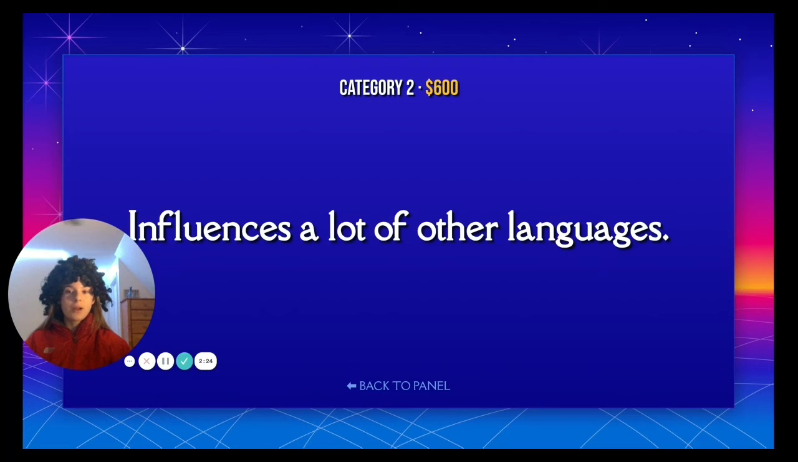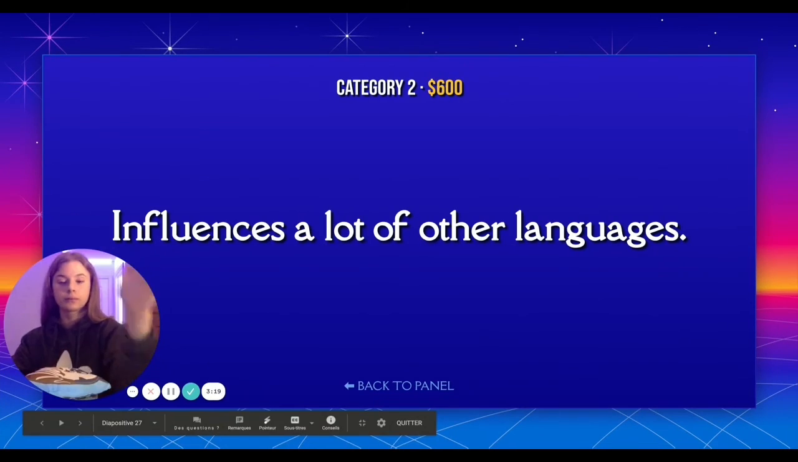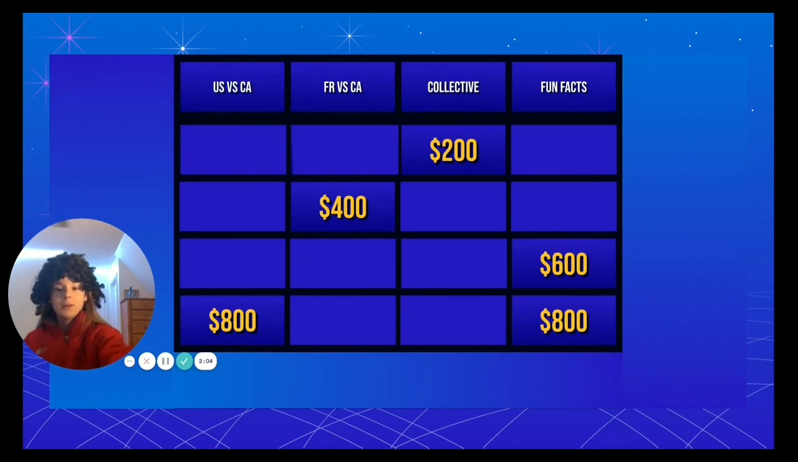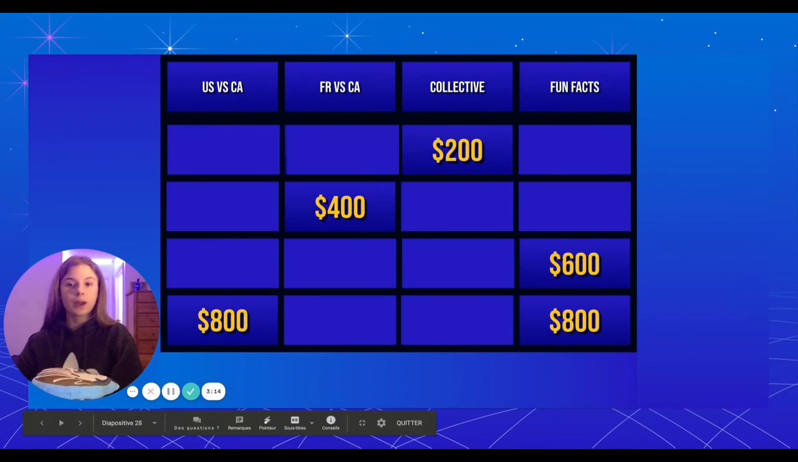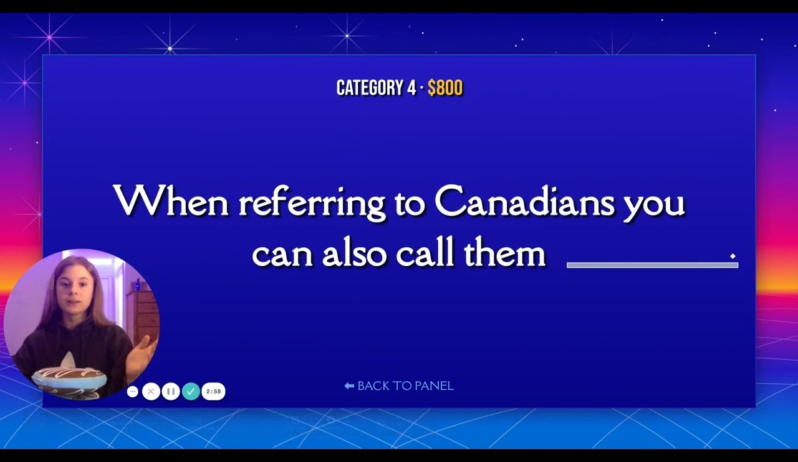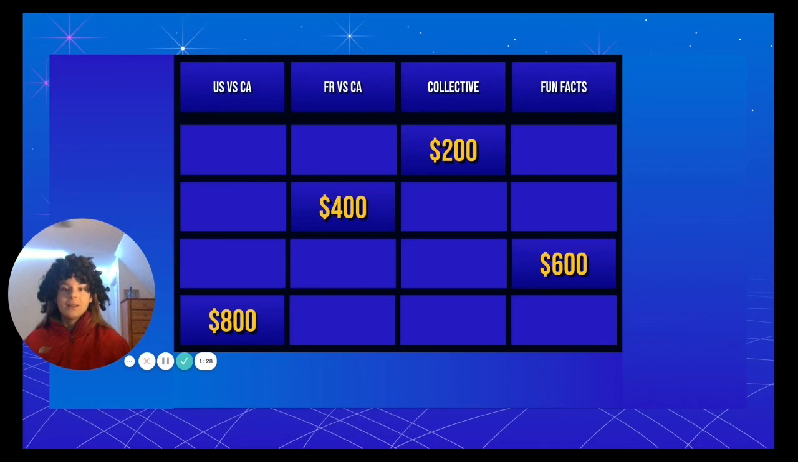Category 2, $600. Influenced a lot of other languages. French. Correct, that was a hard one. Now you get to pick the next category. Good job. Next, I'd like to pick the category of fun facts and 800. We're almost done. It's close. Category 4, $800. When referring to Canadians, you can also call Canadians Canucks. That is correct. Now pick the next subject.